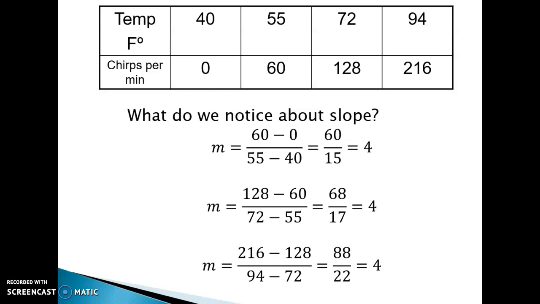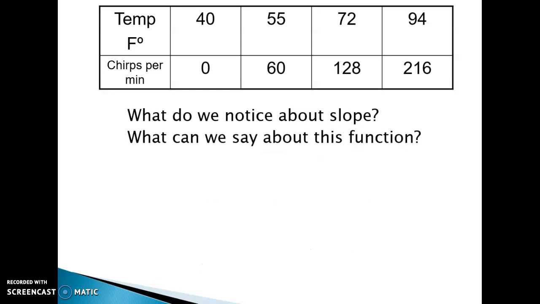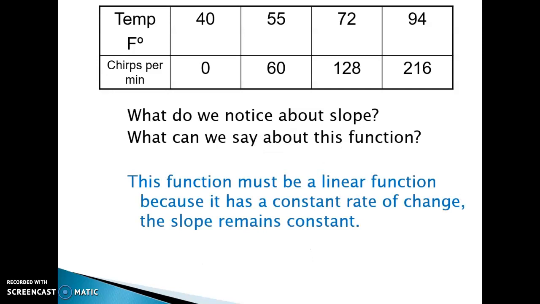This is an indication of a linear function. So what can we say about this function? This function must be a linear function because it has a constant rate of change. The slope remains constant.